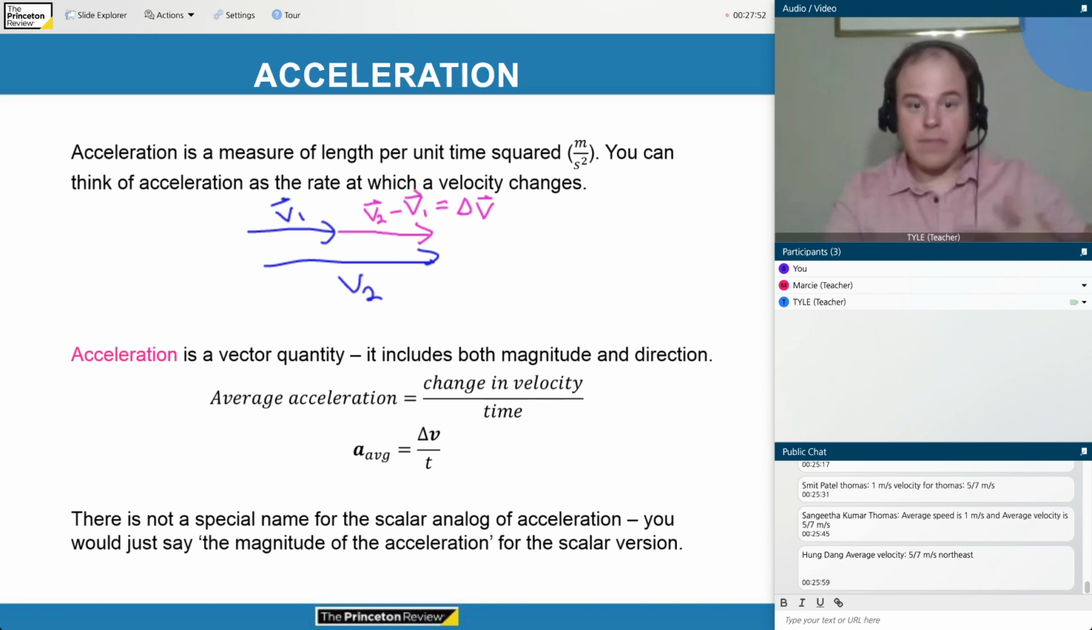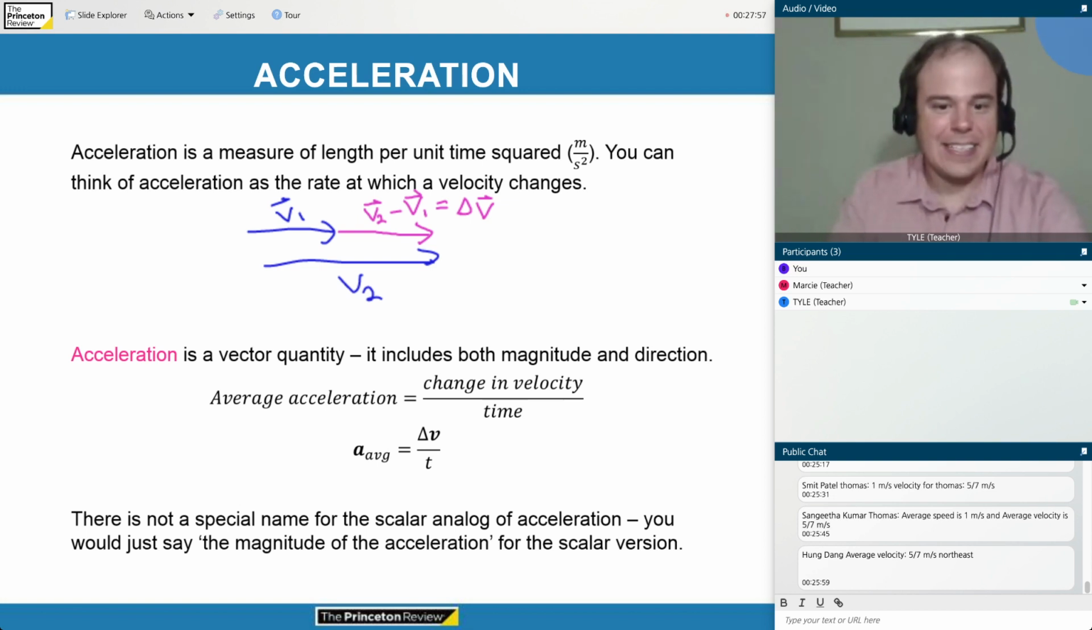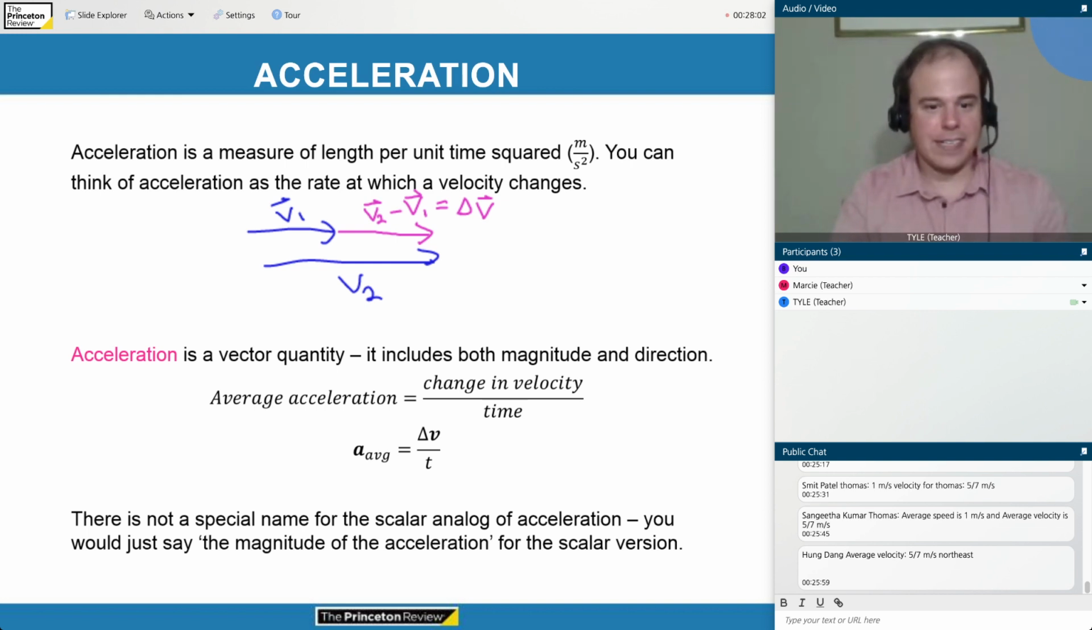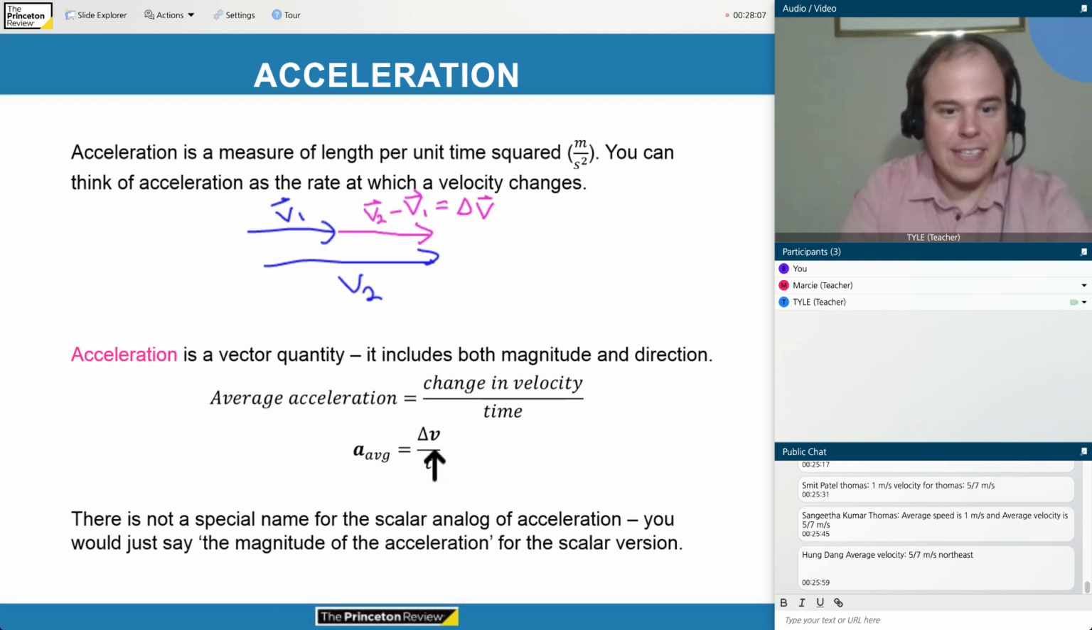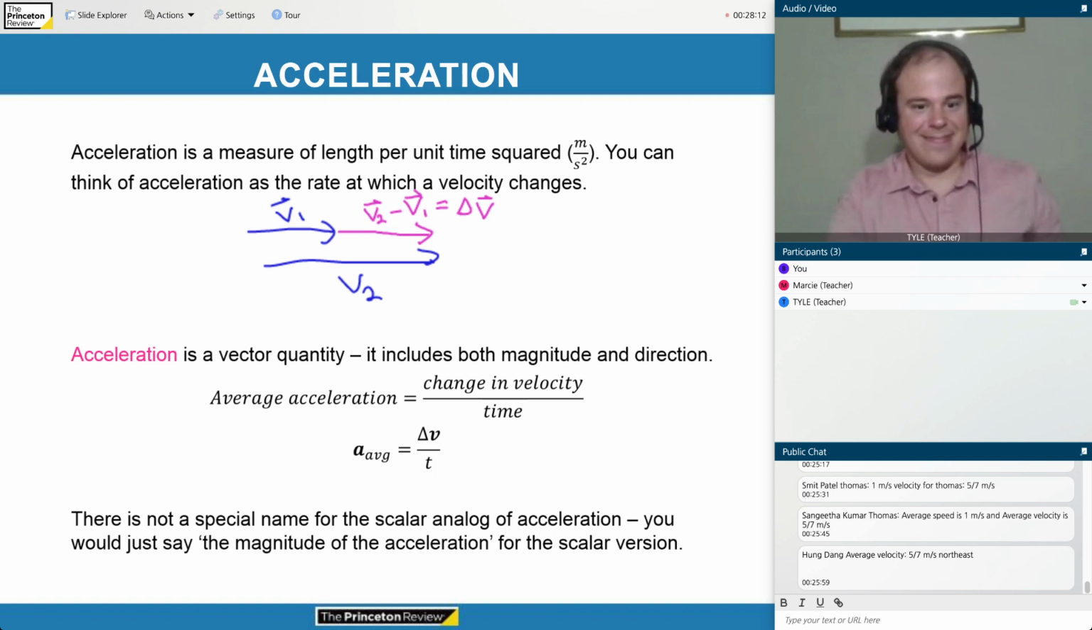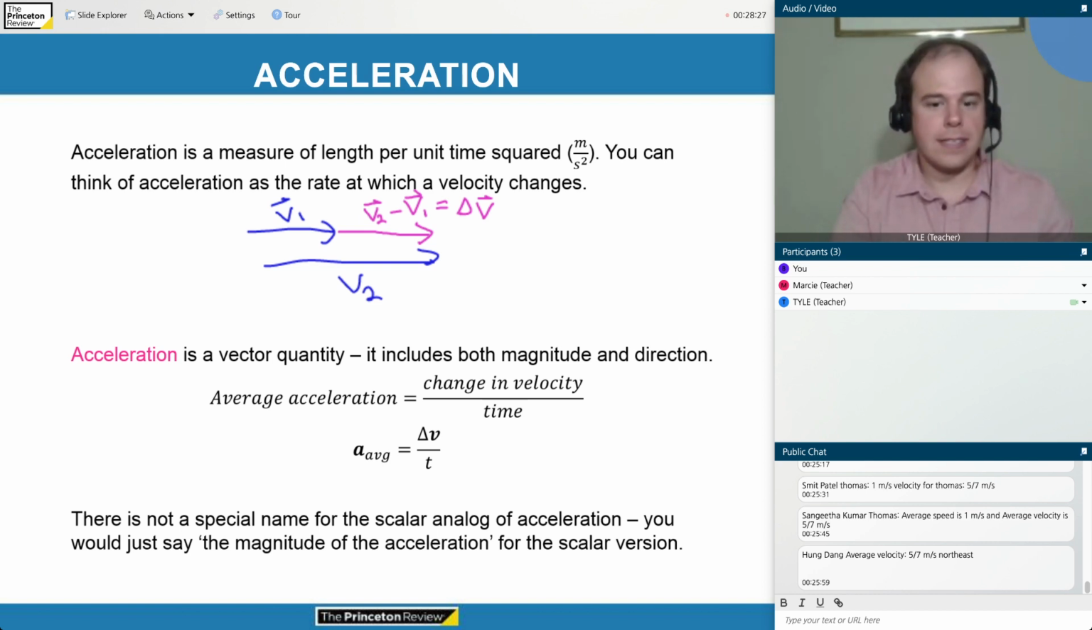So acceleration is a vector quantity. It includes both magnitude and direction, and it's change in velocity divided by time. That tells us the average acceleration. And again, I've put both the acceleration and the change in velocity in bold to indicate that they are both vector quantities. All right, and time is a scalar. Unlike with displacement and velocity, there's no special name for the scalar analog of acceleration. You would just say the magnitude of the acceleration if you wanted to refer to the scalar version.